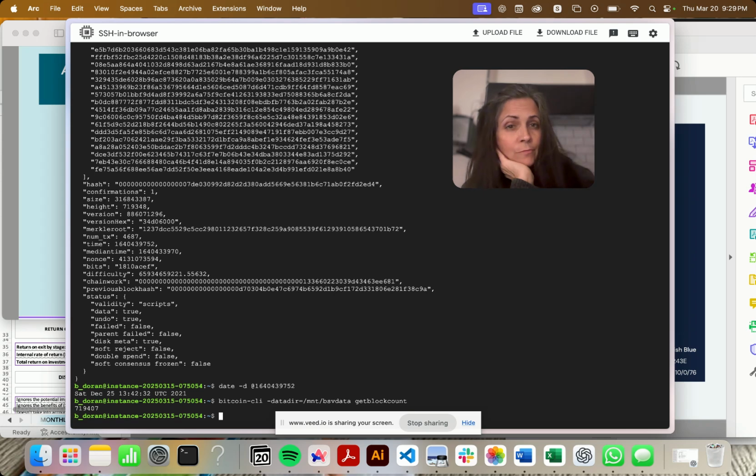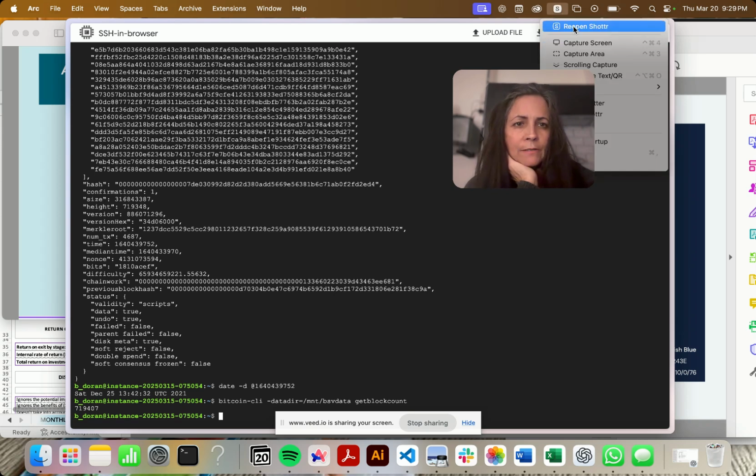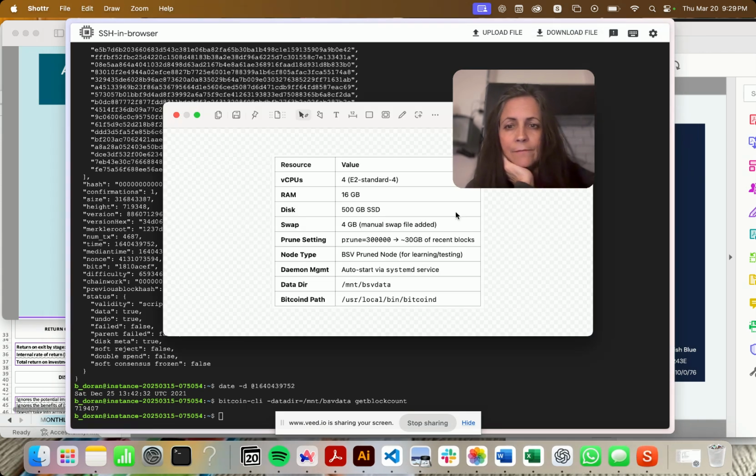I'm running a virtual machine using Google Cloud, and I'll walk you through what my setup is because it's not very beefy. If I were a business running a node, this would not cut it. Let's just put it that way. But it's been very fun for learning. So let's see if this will pull it up. Yeah. Okay, so I have 4 virtual CPUs.